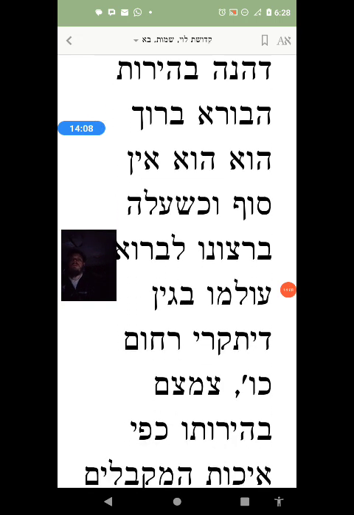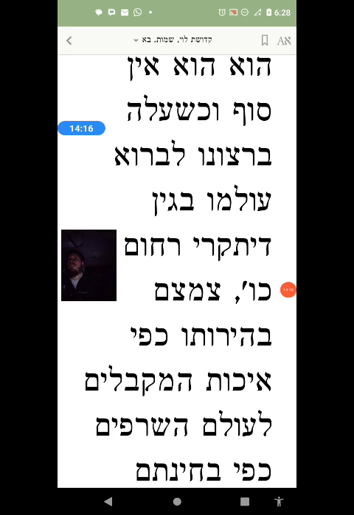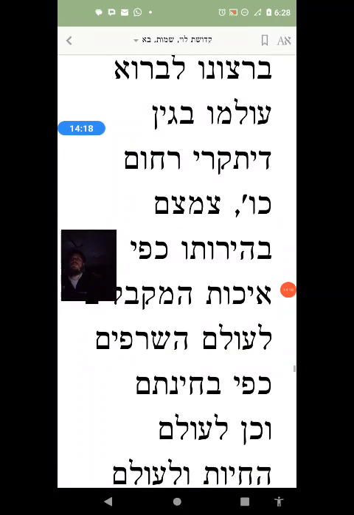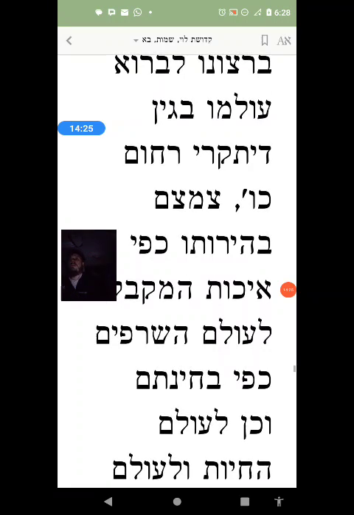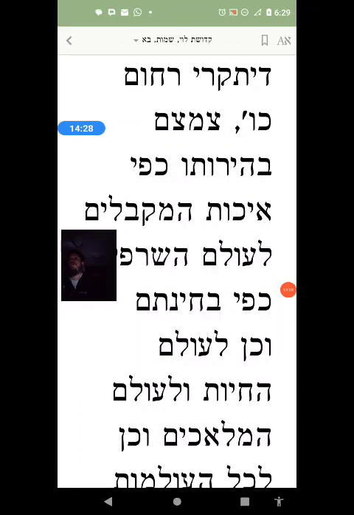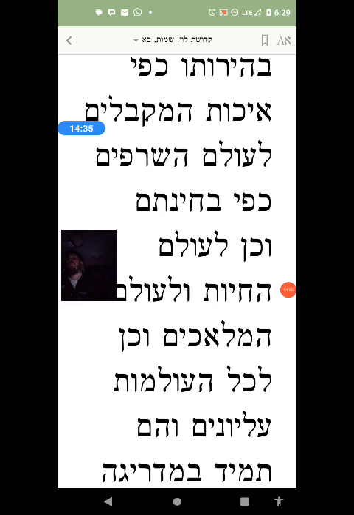That the light of God, the light of the Blessed Creator, is infinite. When God decided, it came up in his will to create his world, because he's called merciful, he withdrew that light, on the level of the quality of those who are receiving the light, La'olam Hasrafim Kefi Bichinasim.